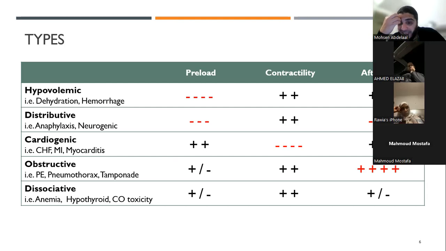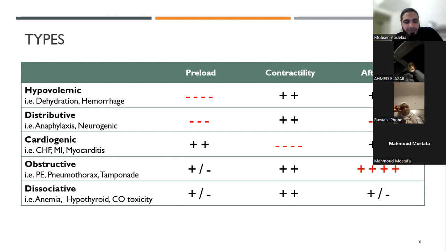The cardiogenic shock is mainly a cardiac problem: congestive heart failure, ischemia, myocarditis. This will impair the contractility and again affect the stroke volume, affecting the cardiac output and the oxygen delivery. Obstructive shock, if you can see here in the table, the effect is positive, it's not negative. So the afterload is very, very high. There is an obstruction to the blood flow out of the heart, either by compression from outside, like pneumothorax or tamponade, or a blockage in the system, like pulmonary embolism.